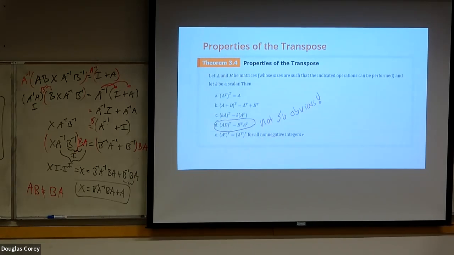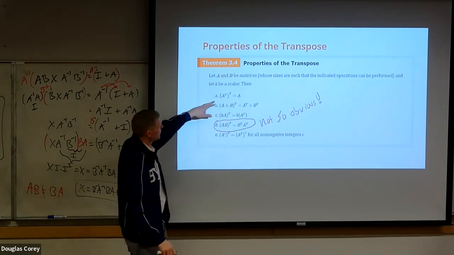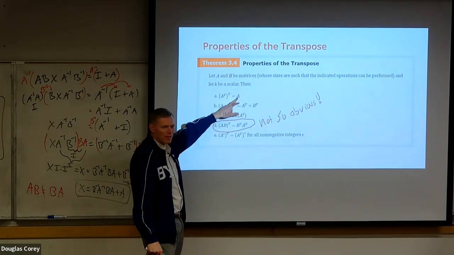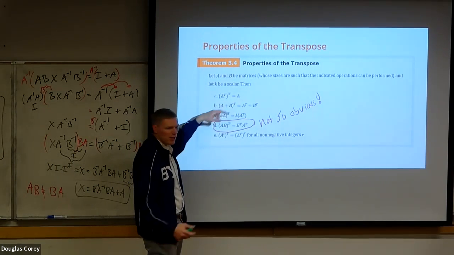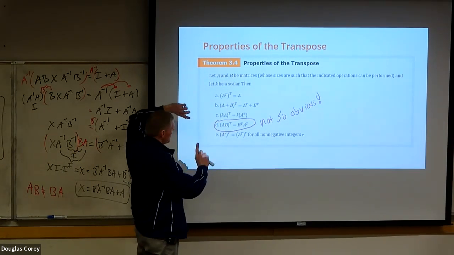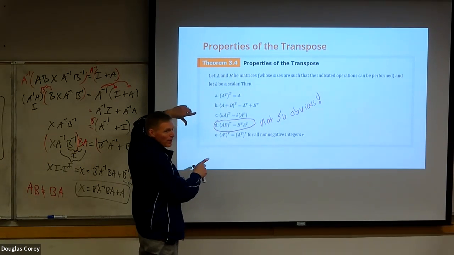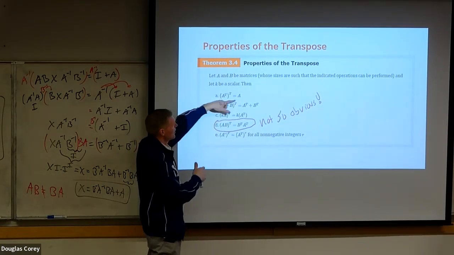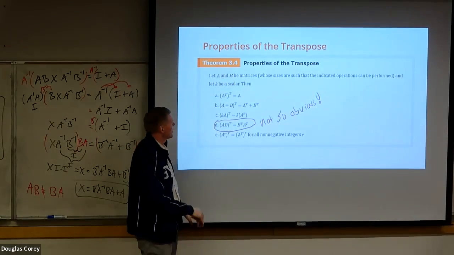Okay, properties of the transpose. This first one, why would A transpose get you back to A? It's pretty easy to convince yourself, right? I flipped it and rewrote it, or reflected it and rewrote it, and then just do the transpose again, and you end up back. So that makes sense.